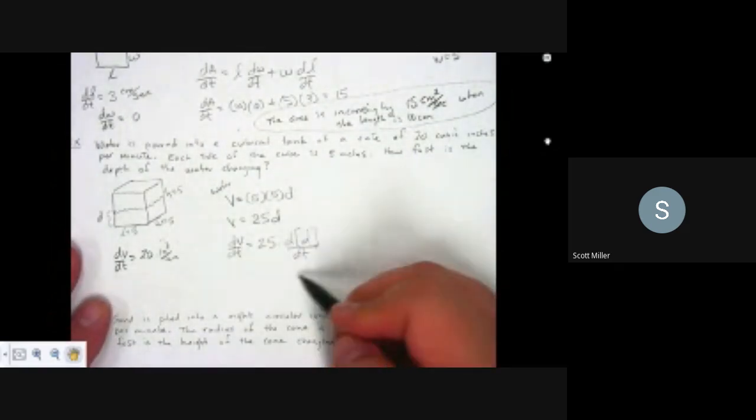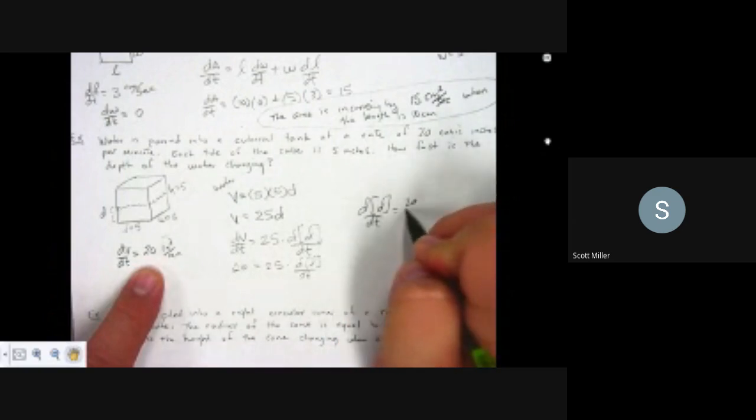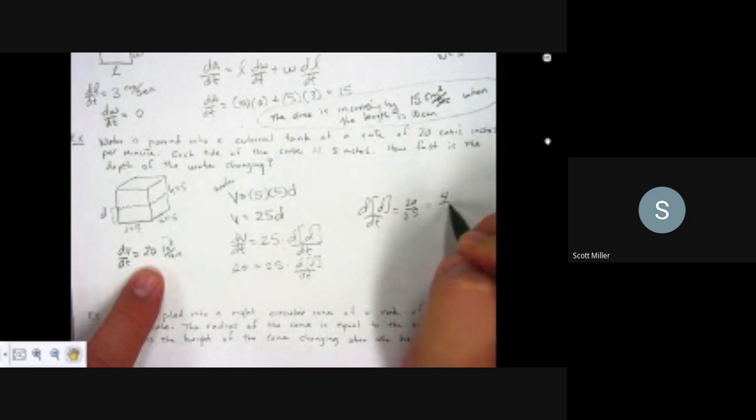I'm looking for that, right? I'm looking for the rate of change of the water. How fast is the depth of the water changing? So I'm looking for that. That means I have to have a number for every other variable, which I do. So this is 20, 25 times the derivative, or the rate of change, of the depth. So the rate of change of the depth with respect to time is 20 over 25, which is 4/5.